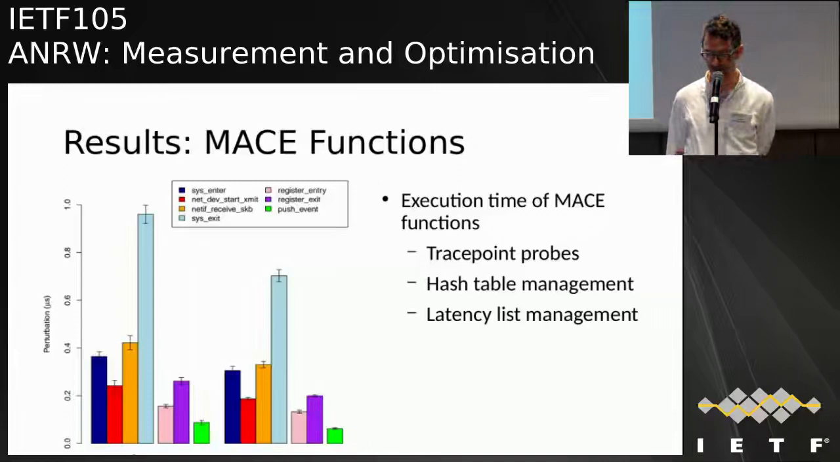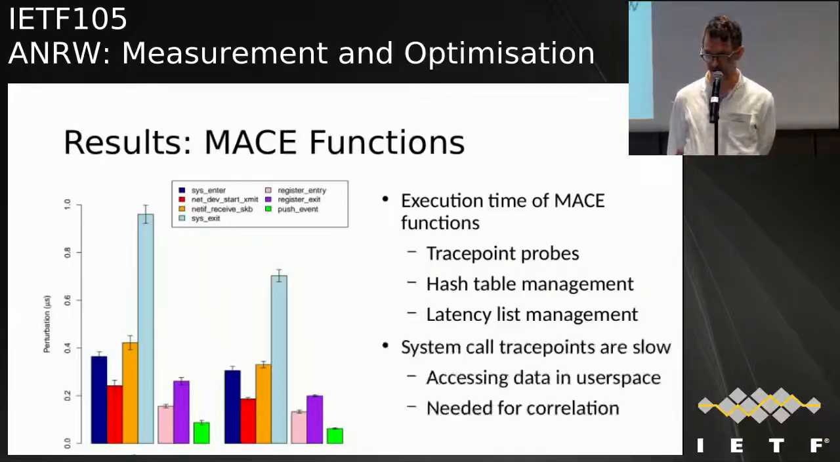The pink and purple bars are the functions responsible for managing the ingress and egress correlation hash tables. And the green bar is the function responsible for pushing events into the namespace ring buffers. We notice that the system call trace points are the slowest, and this is because our current correlation scheme requires those system call trace points to do copies. They have to copy data back from user space because we don't have a convenient way to access it from the system call trace probe. So if we improve the implementation slightly, we might be able to get rid of a lot of that overhead.